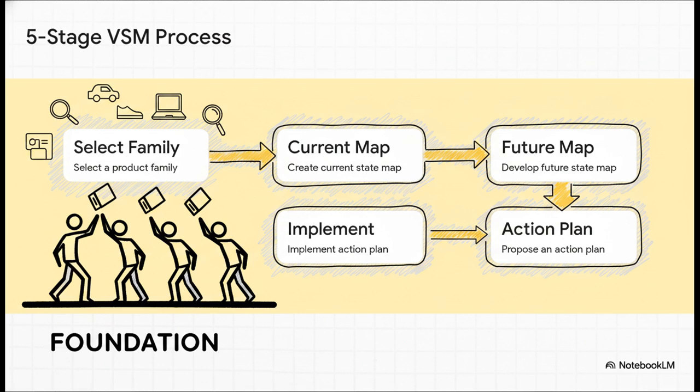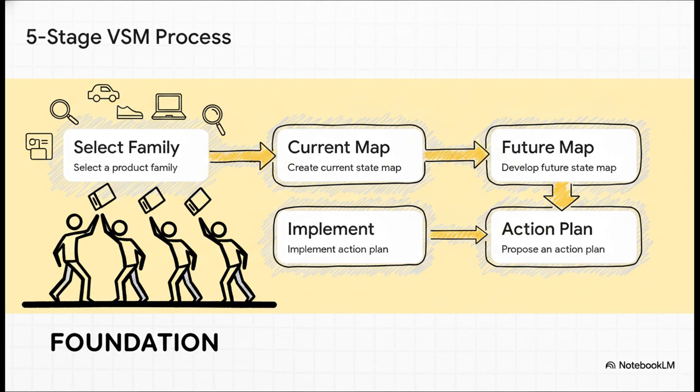Step 2 is creating your current state map, which means actually going to see the physical value stream from the customer's perspective. Step 3 is identifying the ways to develop an optimized future state map, and then steps 4 and 5 are all about proposing and implementing your action plan.